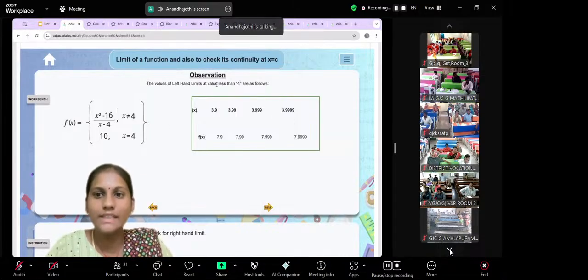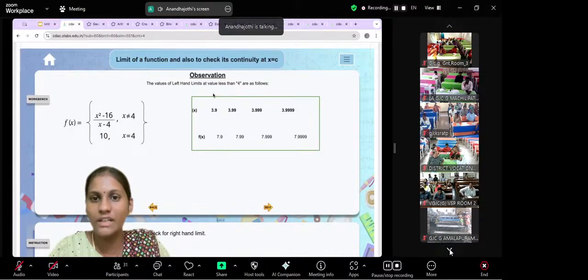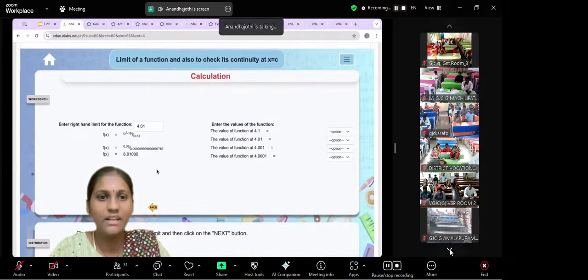Similarly, now the answers are shown in a table for different values of x. Here all these x are not equal to 4. Even 3.9999 is not considered as 4. For those values of x, f of x will be 7.9. For 3.9 it is 7.9. For 3.99 it is 7.99. For 3.999 it is 7.999. Likewise here also. Right?